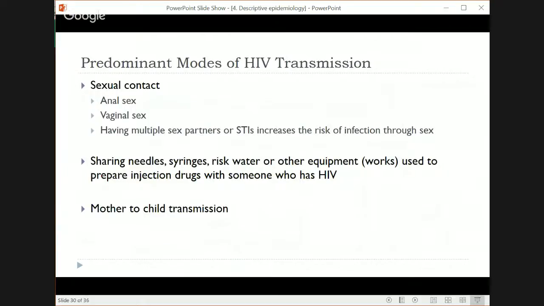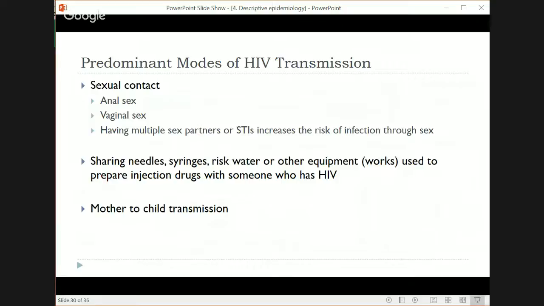Predominantly sexual contact anymore. Anal sex, vaginal sex, having multiple sex partners or STIs can increase the risk of infection through sex. The other way is injection drugs. So sharing needles, syringes, or water or other equipment, works that are used to prepare injection drugs, with someone who has HIV can transmit the virus.